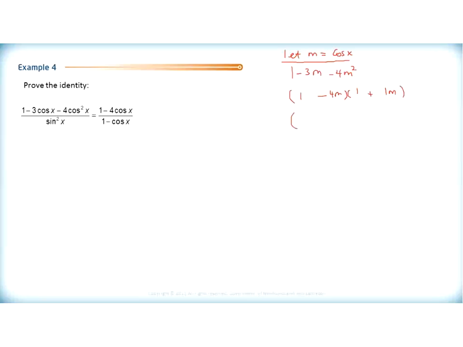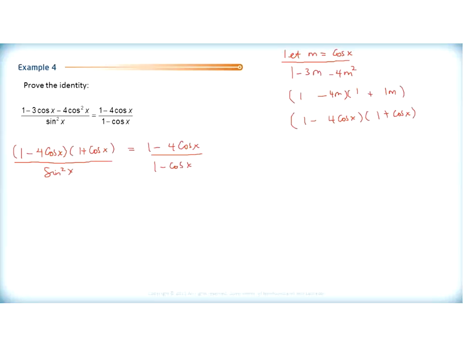Now don't forget, though, of course, m is cosine x. So it's really 1 times 1 plus cosine x. So let's go back and fill that in. 1 subtract 4 cosine x times 1 plus cosine x. Got to equal 1 minus 4 cosine x over 1 minus cosine x. Now at this point, you may look at this and decide, what else could I do with this? Oh, of course, I got to write over sine squared.